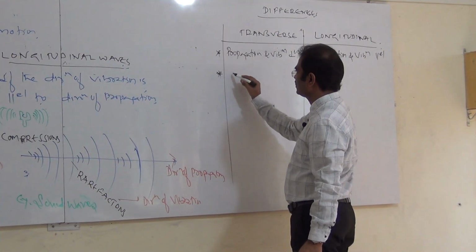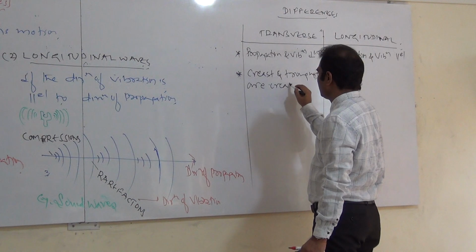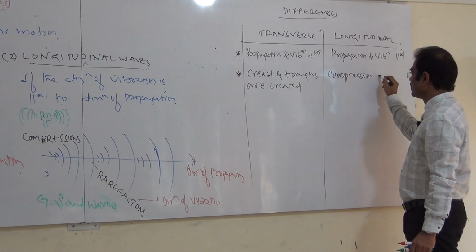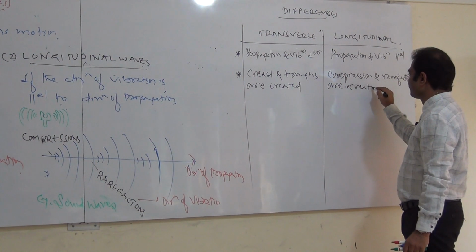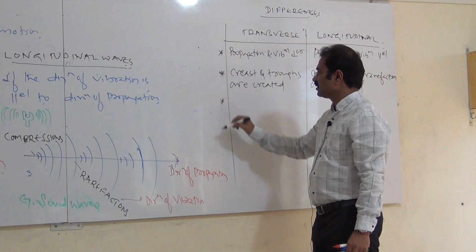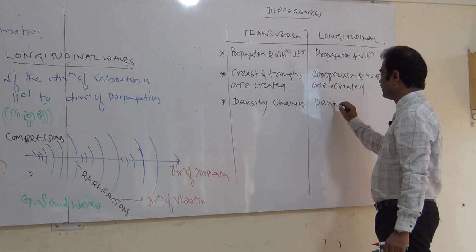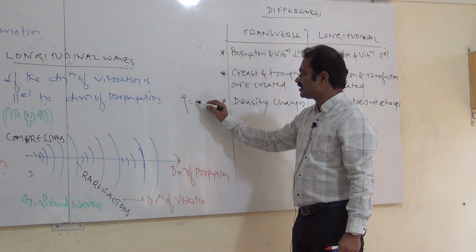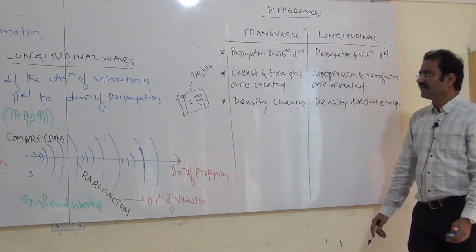Second one is, here crests and troughs are created. Here compression and rarefactions are created. This is the second one. Third, density changes here. Density does not change here. All of you know the very interesting word, that is density. What is density? Density is equal to mass divided by volume. That is called density. Why it changes and why it remains the same, we will see later.